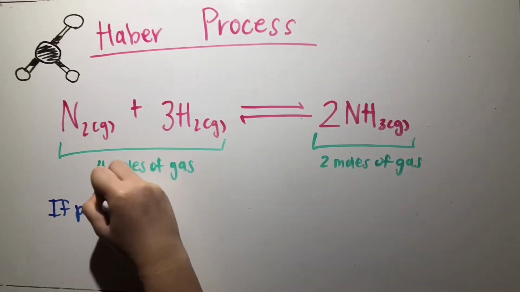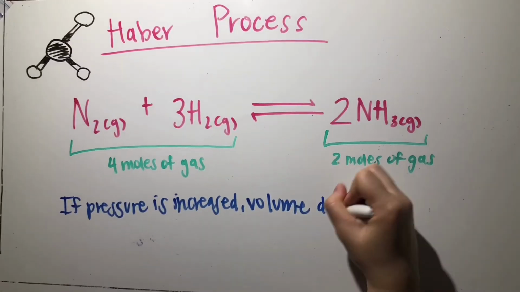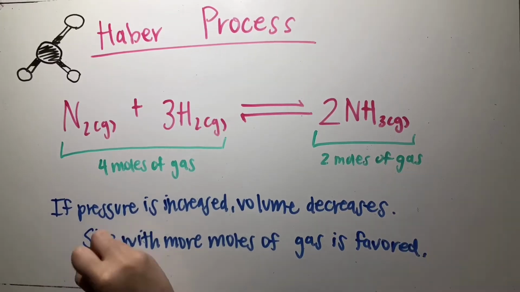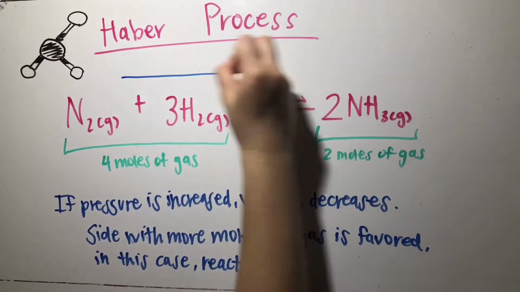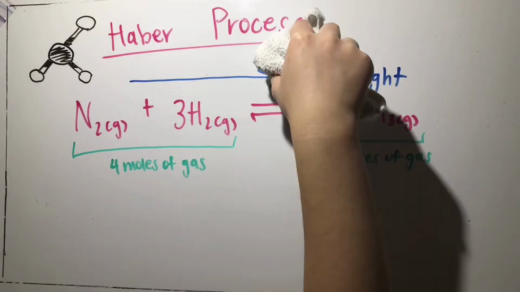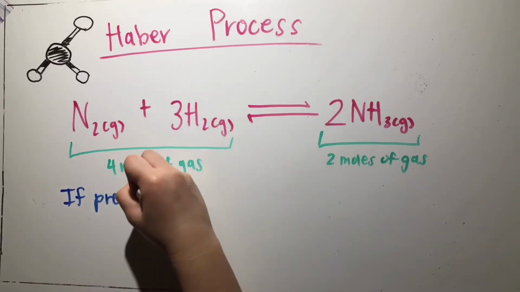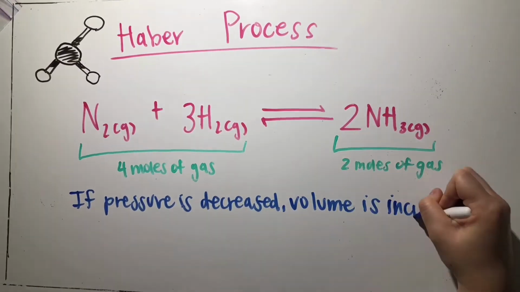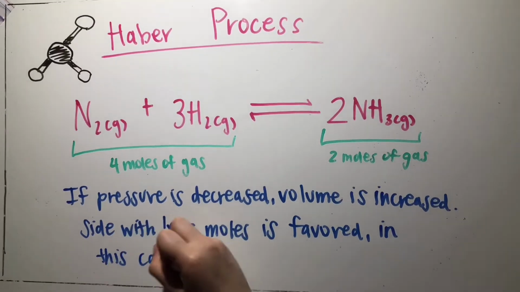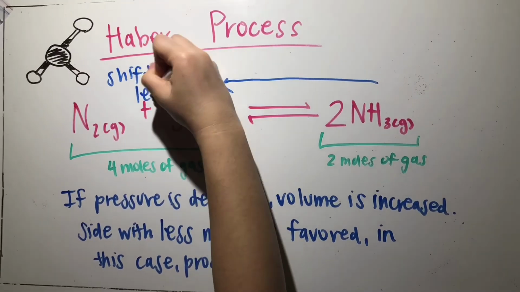If the pressure of the system is increased, that means the volume is decreased, so the reaction will move away from the side with more moles of gas. If the pressure of the system is decreased, that means the volume is increased, so the reaction will move away from the side with fewer moles of gas. So for the Haber process, if the pressure is increased, the reaction will move towards the product side, and if the pressure is decreased, the reaction will move towards the reactant side.